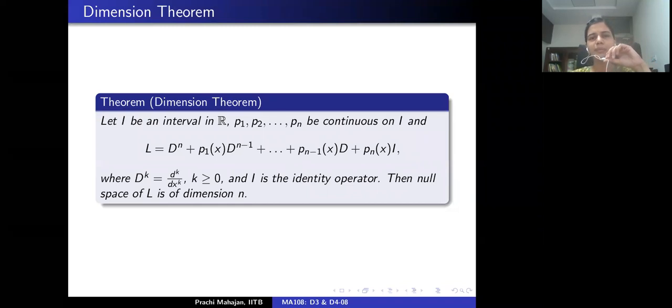Suppose we are looking at the solution space of this homogeneous equation. Then one, we all agree that the solution space is a vector space over the real line. And two, the solution space has dimension n, right? And we proved that using the existence and uniqueness theorem for the initial value problem, correct? So this was done last time.